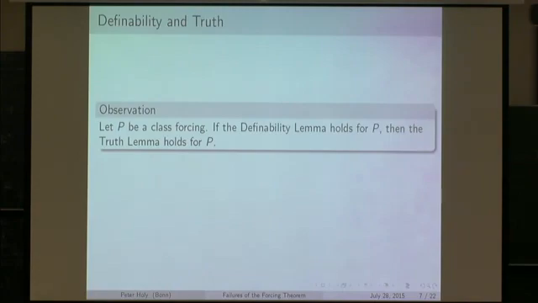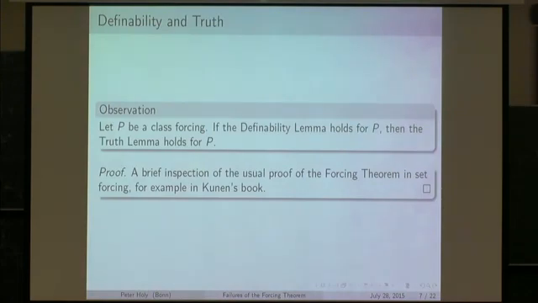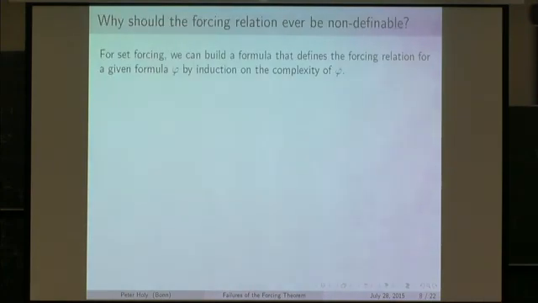So one easy observation that I want to put at the start is that if you have a class forcing for which the definability lemma holds, then the truth lemma holds for this forcing. That's basically just looking at any standard textbook proof, which will show you that this also works for class forcing. So why should the forcing relation of a forcing ever not be definable? How does the proof go for set forcing of the definability of the forcing relation?